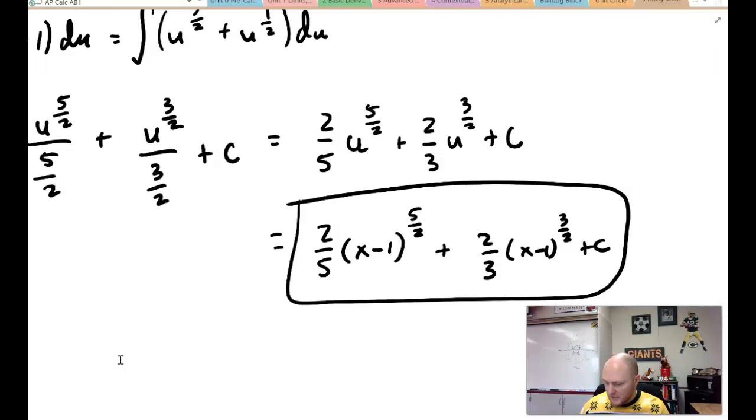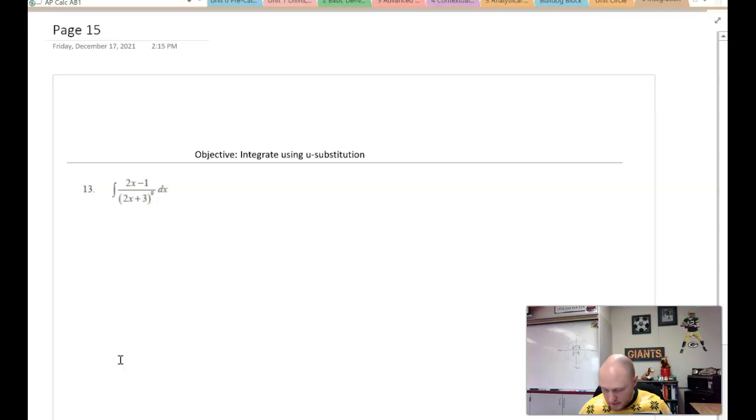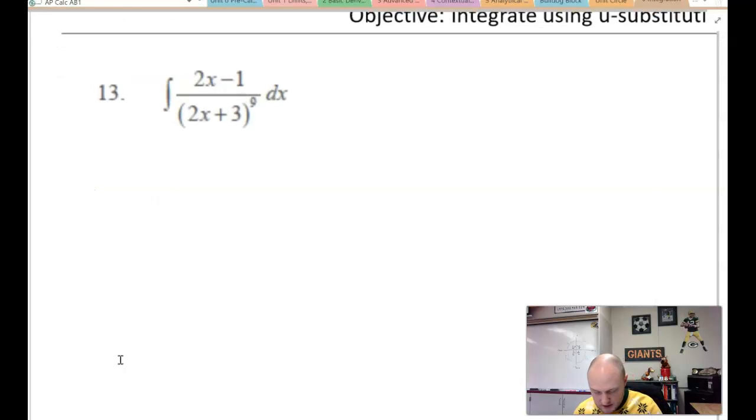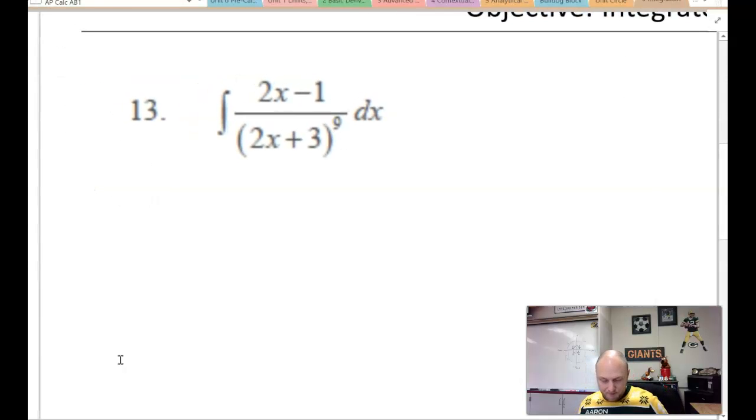All right, let's go ahead and look at another example. Okay, all right. Here I have the integral of 2x minus 1 over 2x plus 3 to the power of 9 dx.